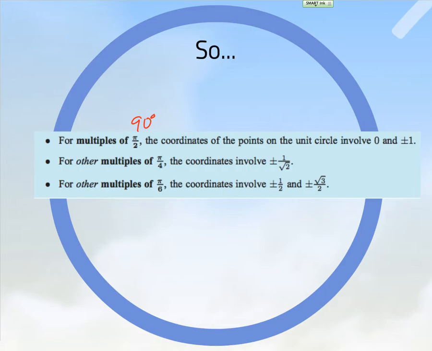For those other multiples of pi over 4, once again, kind of summarizing what we already talked about, positive or negative 1 over root 2. And for other multiples of pi over 6, then we've got plus or minus 1/2 and plus or minus root 3 over 2. So just kind of remembering those things.